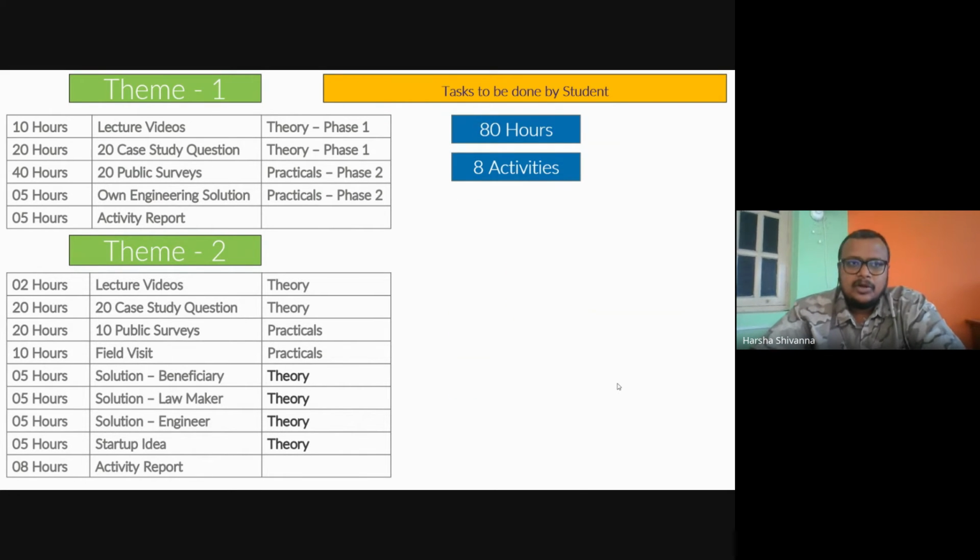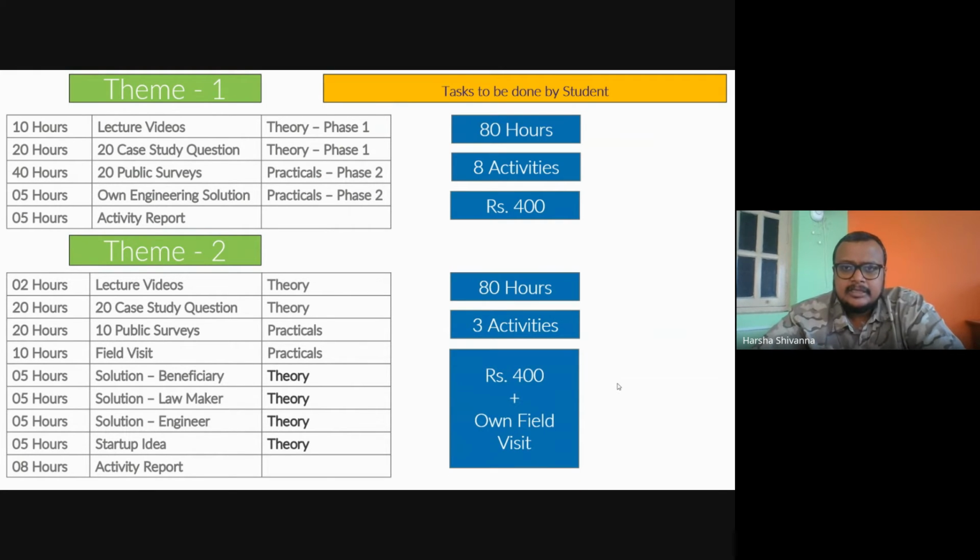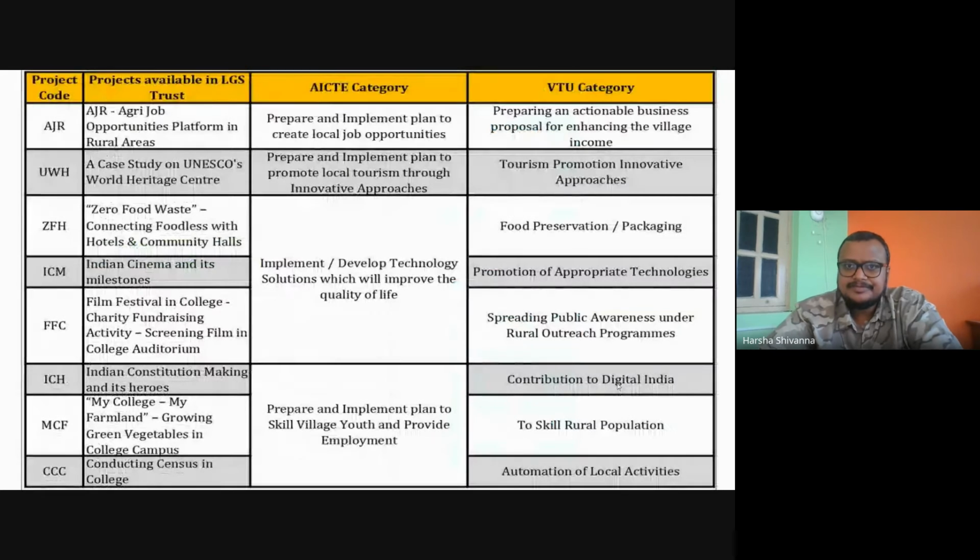Now, any theme will be of 80 hours. Under theme 1, we have 8 activities. Under theme 2, we have 3 activities. So totally, the cost will be 400, inclusive of the reports and everything. And if it is a field visit, the student has to conduct it by himself or herself.